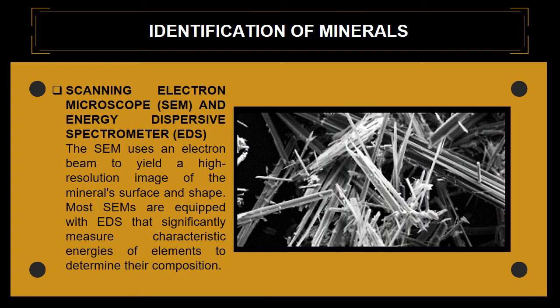We have the scanning electron microscope or SEM and energy dispersive spectrometer or EDS. The SEM uses an electron beam to yield a high-resolution image of the mineral surface and shape. Most SEMs are equipped with EDS that significantly measure characteristic energies of elements to determine their composition. So parang hand lens lang to, pero mas high resolution and mas clear yung makikita mo. Then, pag may EDS, makikita mo din yung characteristic energies ng elements na natutulong para ma-determine yung composition ng mineral na yan.